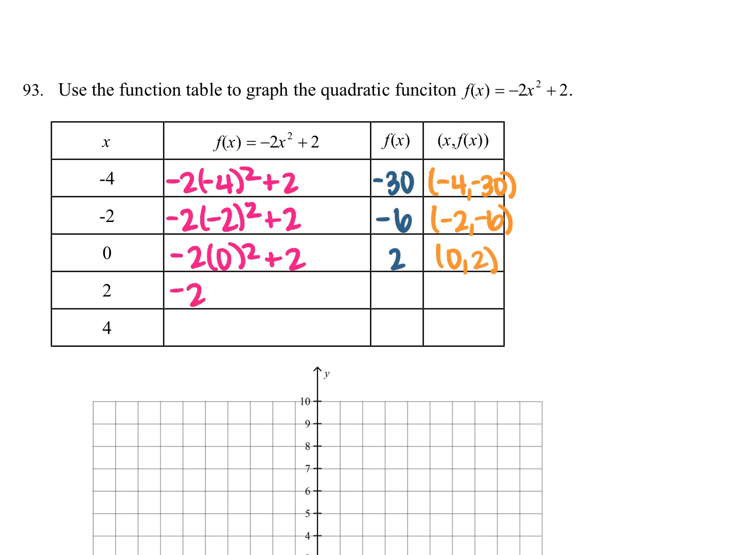Next, for 2, we have negative 2 times 2 squared plus 2, which is negative 6. That gives us 2, negative 6. And then the 4, negative 2 times 4 squared plus 2. 4 squared is 16, times negative 2 is negative 32, plus 2 is negative 30. So that is the ordered pair, 4, negative 30.